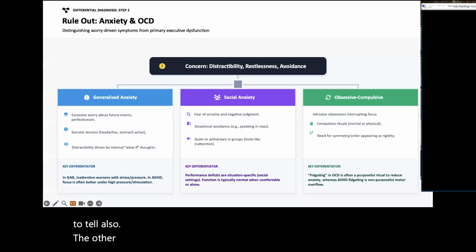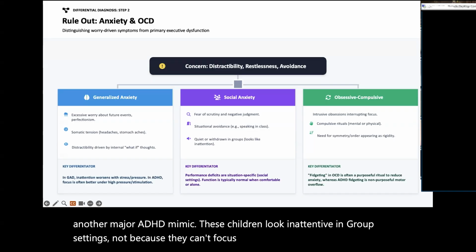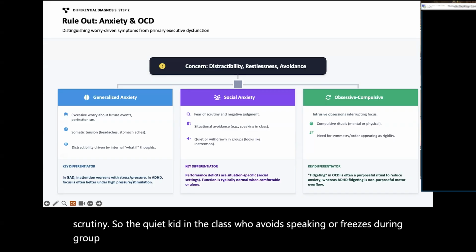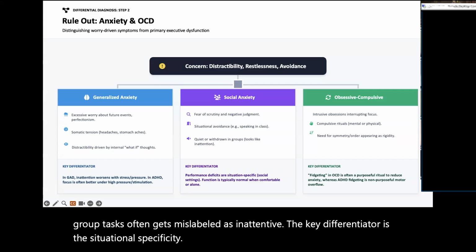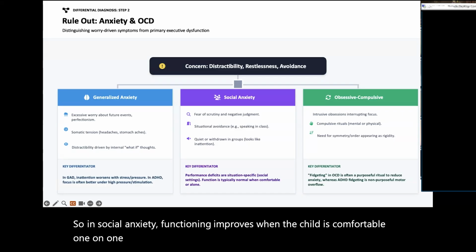The other thing is to consider social anxiety disorder. So social anxiety is another major ADHD mimic. These children look inattentive in group settings, not because they can't focus, but because they're overwhelmed by scrutiny. So the quiet kid in the class who avoids speaking or freezes during group tasks often gets mislabeled as inattentive. The key differentiator is the situational specificity. So in social anxiety, functioning improves when the child is comfortable one-on-one or alone. In ADHD, the impairment is global, so it doesn't disappear when the audience goes away.